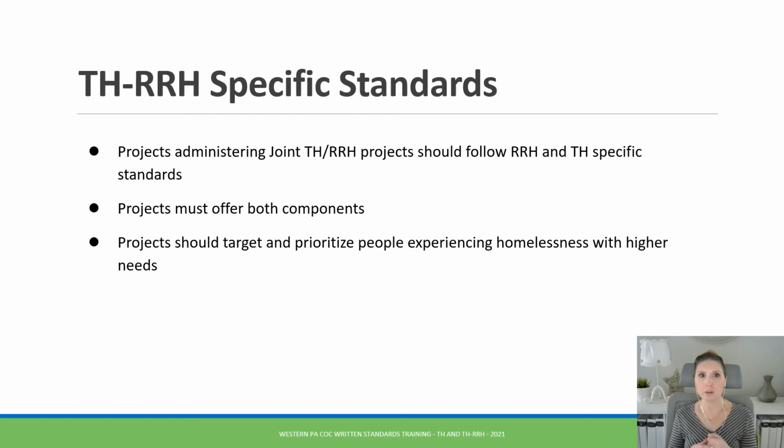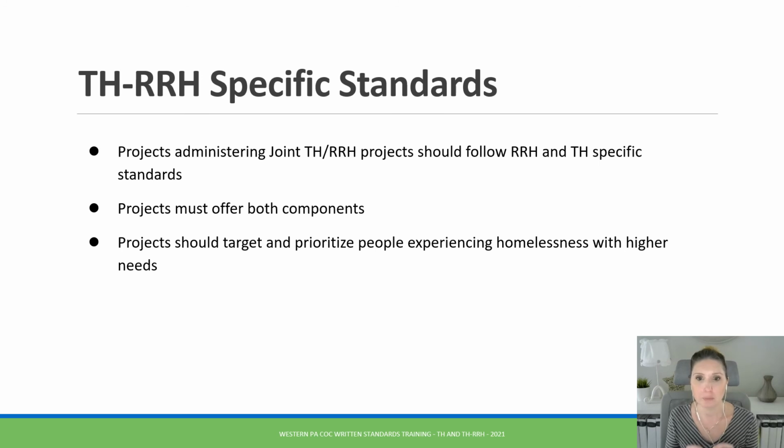Now, it's really important that projects offer both components. A project should target and prioritize people experiencing homelessness with higher needs, which is what we just talked about in the TH portion. Now, a more lenient prioritization policy may be used if the joint TH-RRH project exists to fill an emergency placement gap in your service area. So, for example, if the household would remain unsheltered if not for enrollment into the project.